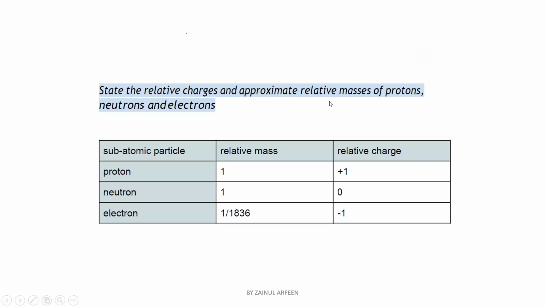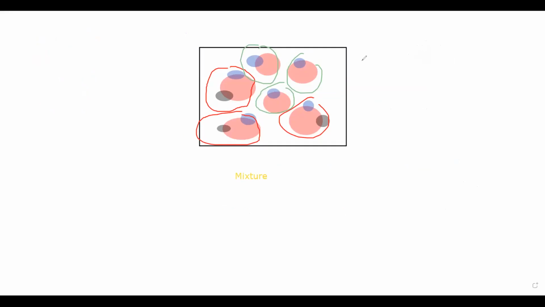Then another topic, which is about the relative mass and relative charge of electron, proton, and neutron. So you have to memorize this table. How would you know that things are mixed in the substance? As we complete the syllabus, you will be able to identify or recognize different types of materials or substances. About brass, you will learn in chapter 11, which is about the elements.